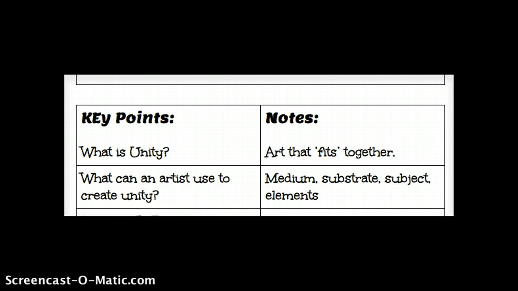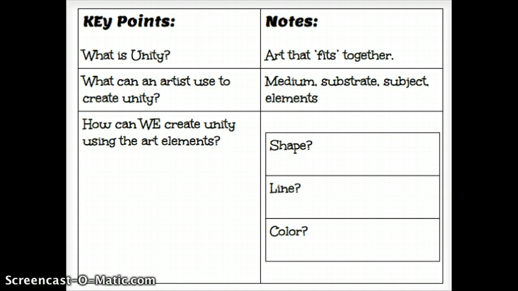So the question is, what can an artist use to create unity in their artwork? And we talked about some of these. Medium is the materials that we're using. Substrate is the base that we're putting our art onto. The subject, what we're creating, what the artwork is that we're making. And any of the elements, and this is what we've really been concentrating on, is using the different elements to create our different principles. So our final key point that I want to discuss today is, how can we create unity using the art elements?